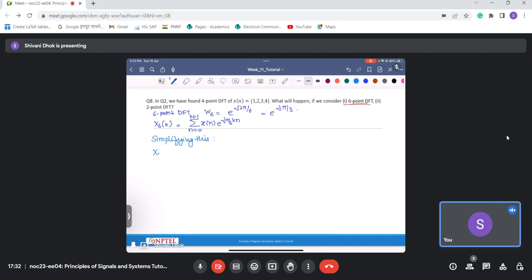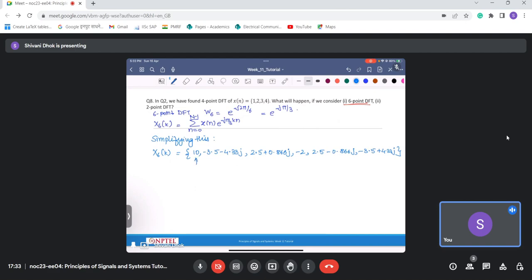I get a 6-point sequence equal to 10, minus 3.5 minus 4.33j, comma 2.5 minus 0.866j, comma minus 2, comma 2.5 plus 0.866j, comma minus 3.5 plus 4.33j. So this is the 6-point sequence that we will obtain.